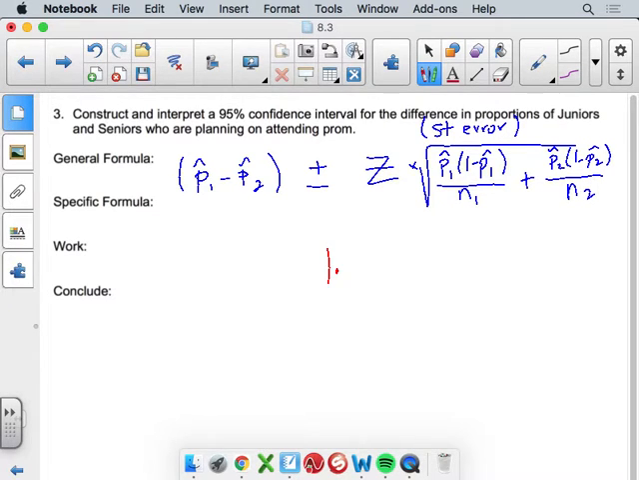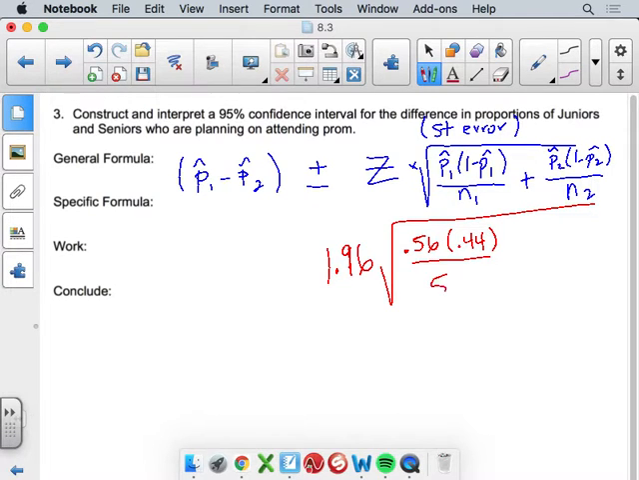So what I'm going to plug in is 1.96 times the square root of, let's see. It's just making sure you plug in these formulas correctly and get your numbers correct. So 0.56, 56% times 1 minus it over a sample size of 50, plus 64% times 36% over a sample size of 45. It was 45, right?